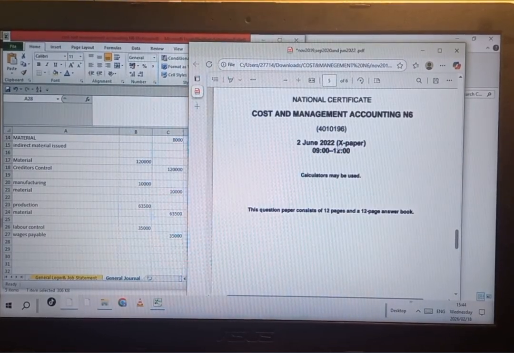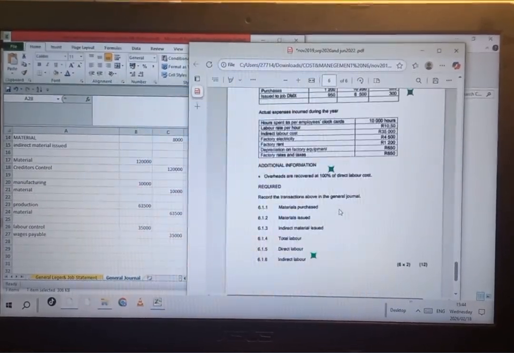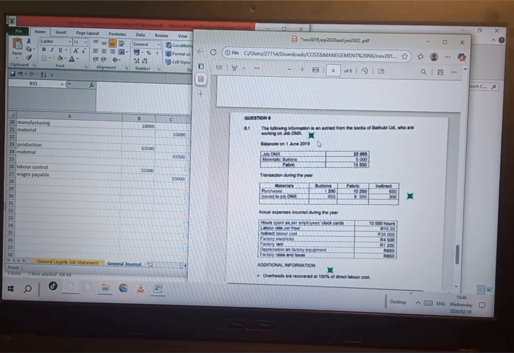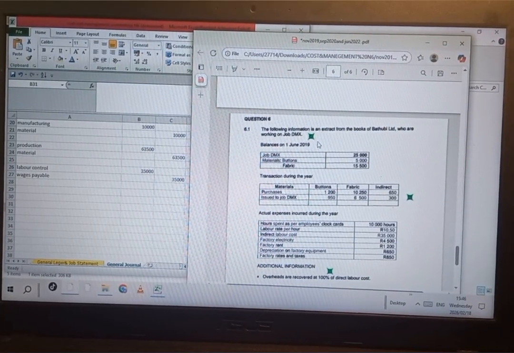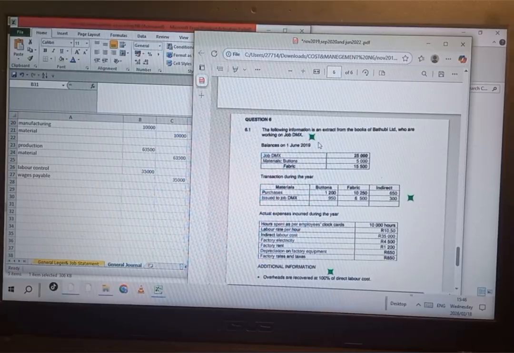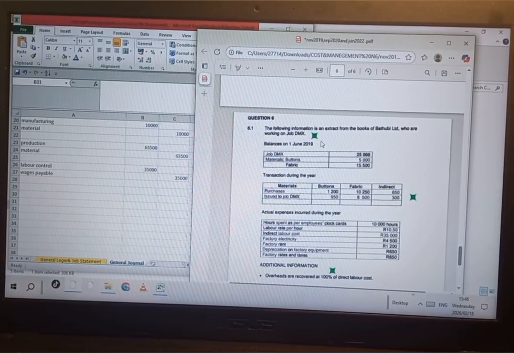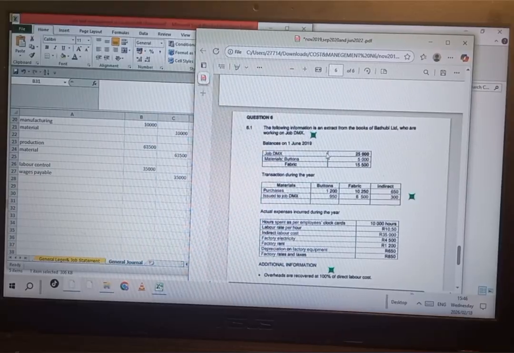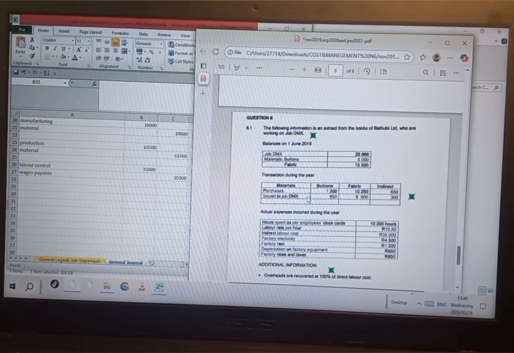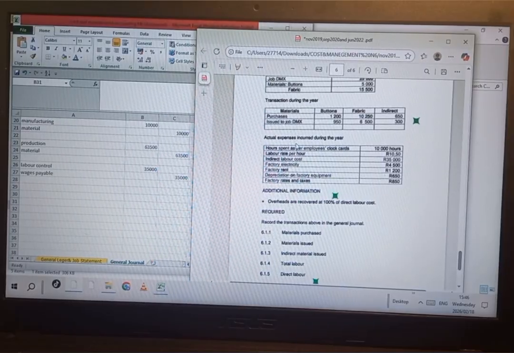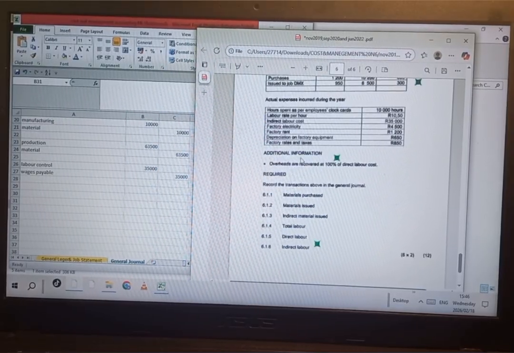It's June 2022, question 6. The information says the following information is an extract from the books of Batubi Ltd, who are working on the job DMX: the opening balance of DMX, transactions during the year, and actual expenses incurred during the year. These are the expenses that are incurred during the year.